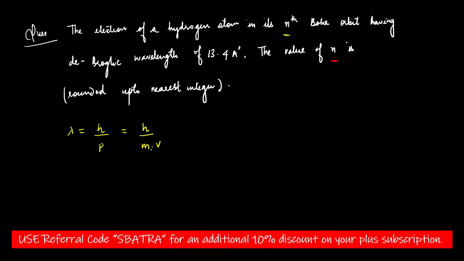We know the lambda value, and h is a constant value. So we can find out the velocity, and from this velocity we can find out the value of n. This is the formula that we have to use: velocity is equal to h by m lambda. What is the value of h? h is 6.626 into 10 to the power minus 34 joule seconds.